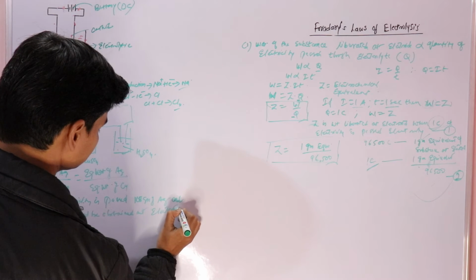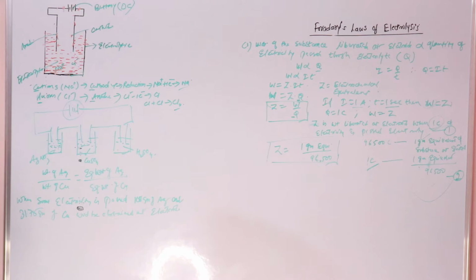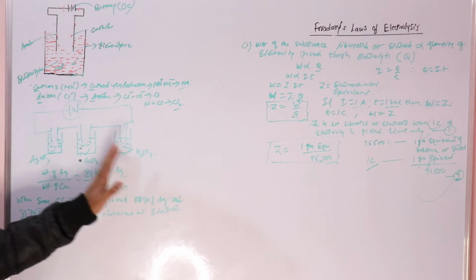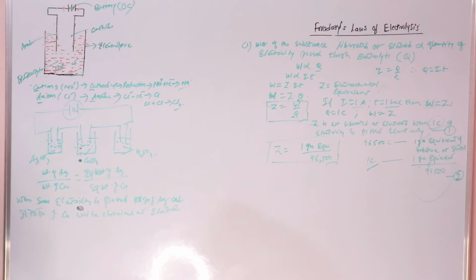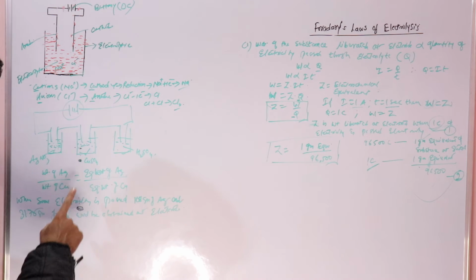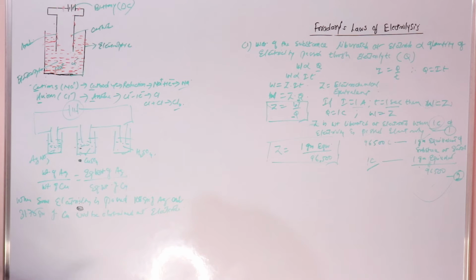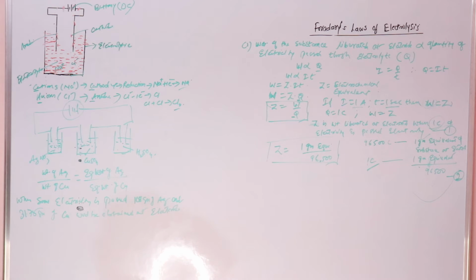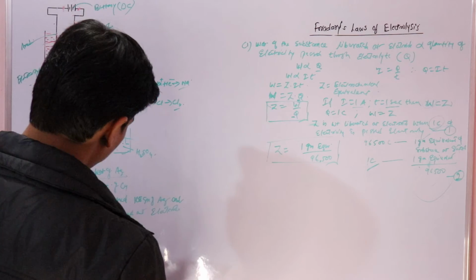So here you need to notice that the same amount of electricity is getting passed through the 3 electrolytes, but the amount of substance getting liberated at the electrode is proportional to their equivalent weights. We know that the equivalent weight of silver is 108, that of copper is 31.75. So the more the equivalent weight, the more would be the weight of the substance liberated at the electrode.